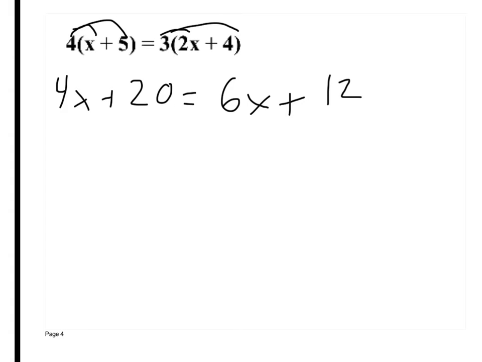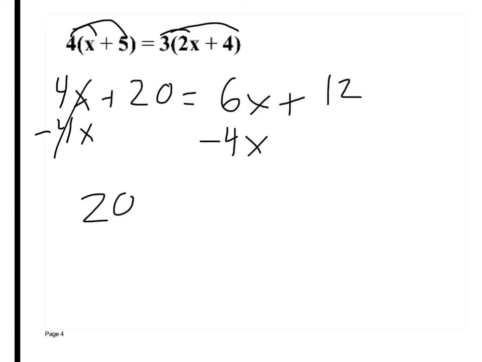You get 6x. Now I want to move the smaller variable. I want to get the variable on the same side to combine those. The only way that you should do it is by moving the smaller one. Which one's smaller? 4 or 6? 4. So I subtract 4x to both sides. If I want to move it to the other side, I subtract it because it's positive.